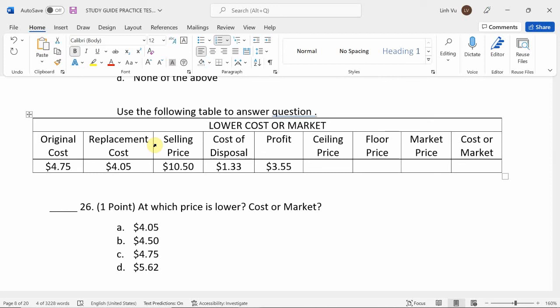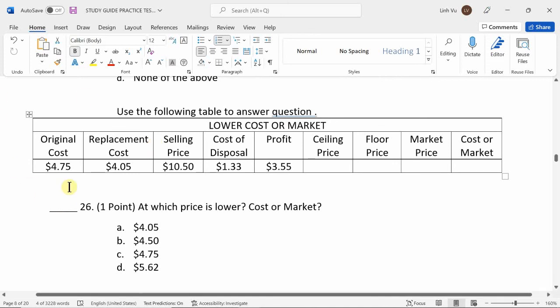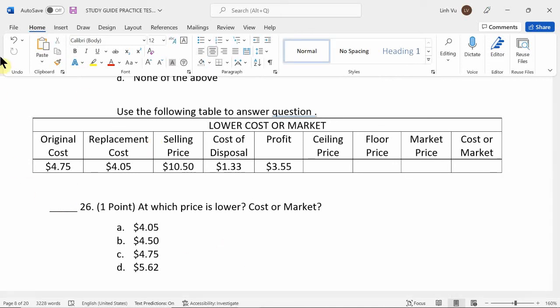So here is what you're going to be receiving. It's a lower cost of market. If you purchase something originally costing you $4.75, to replace it is going to cost you $4.05. You originally sell this at $10.50. To dispose of it is going to cost you $1.33 each. And then, of course, the amount of profit you want to try to get out of it is $3.55. So, number 1, let's solve for the ceiling price.